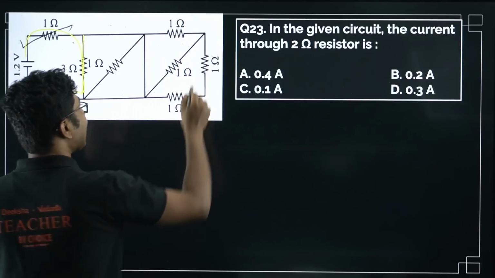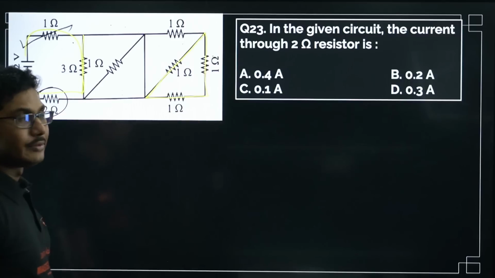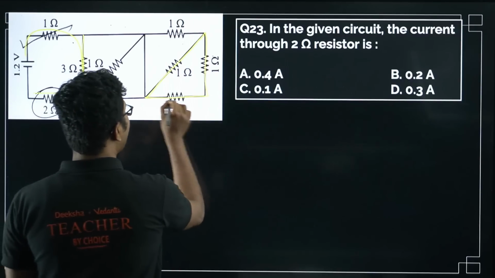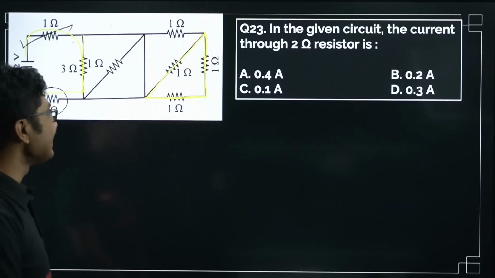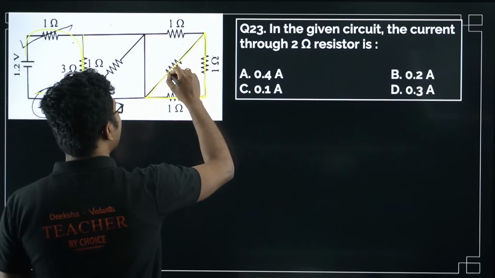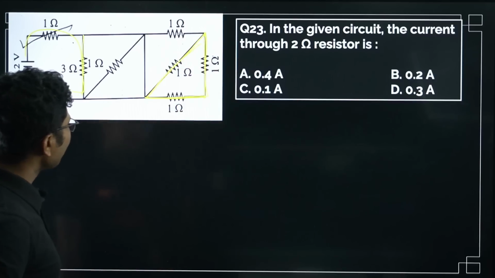First we will start with this triangle. If you see, we have this 1 ohm and this 1 ohm connected in series, and this combination of resistance is connected in parallel with this. One more thing.